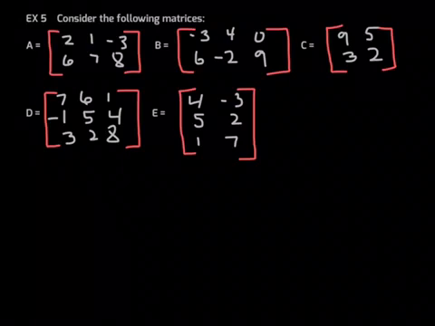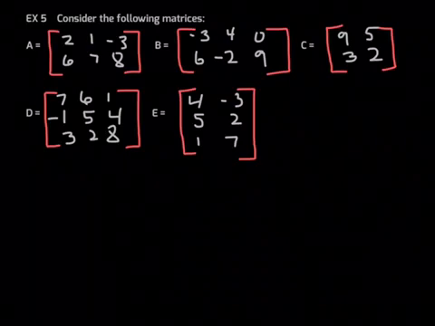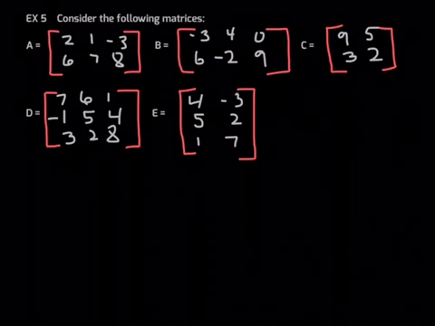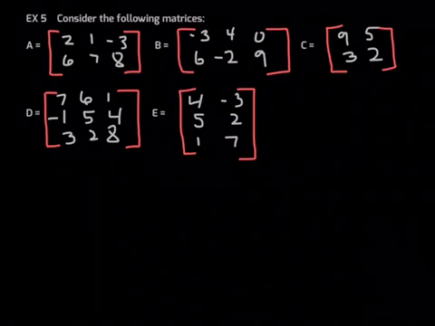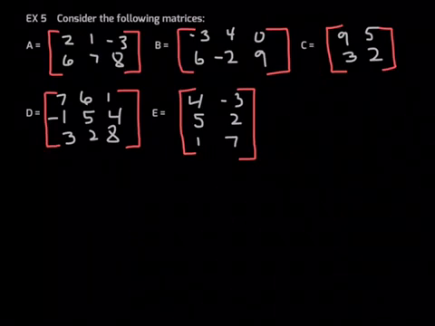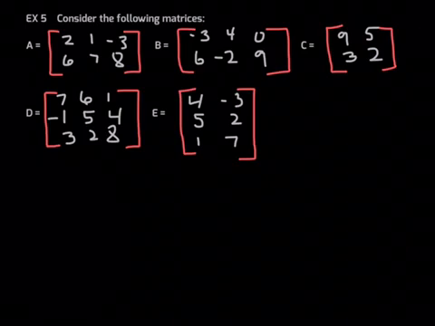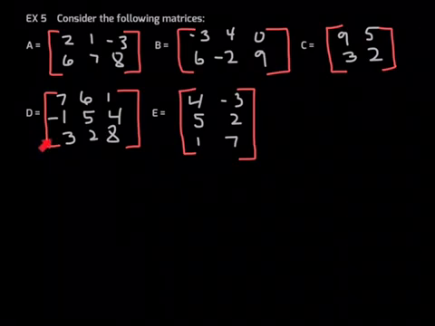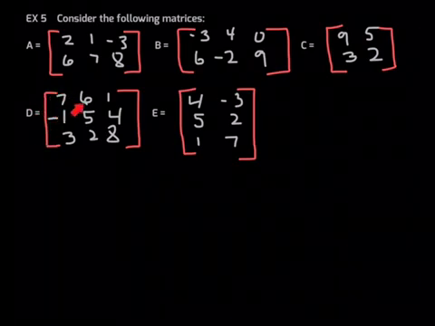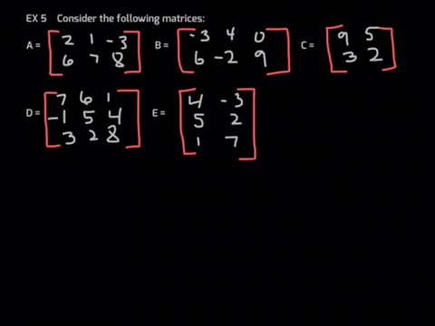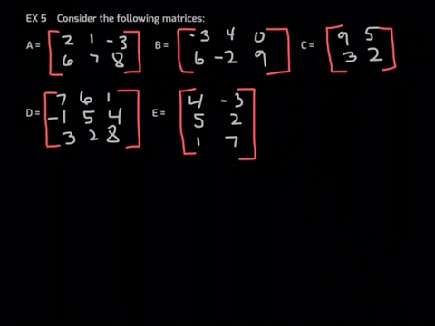Out of these 5 matrices, which one or which ones can be called a square matrix? That's right. Matrix C and matrix D can be considered square matrices because the number of rows is equal to the number of columns. See? 2 rows, 2 columns. So it's a square matrix. This is also a square matrix because you got 3 rows, 3 columns. All right? This example is going to focus on multiplying a matrix by another matrix.